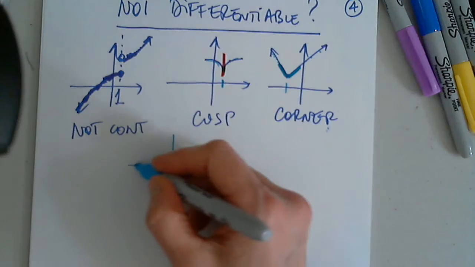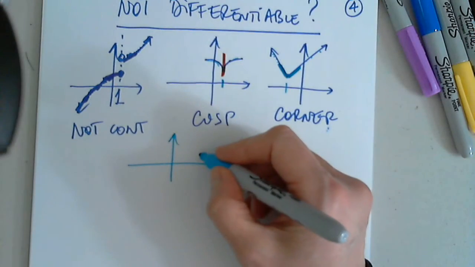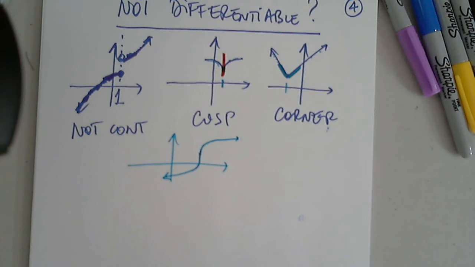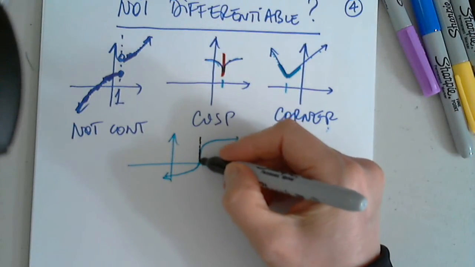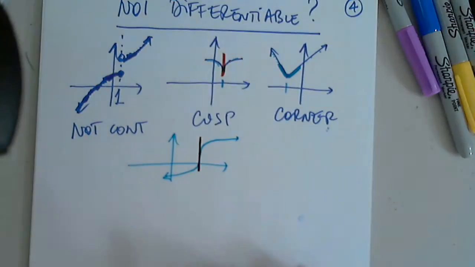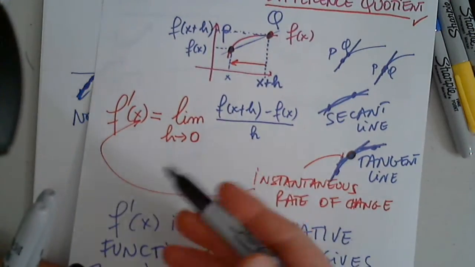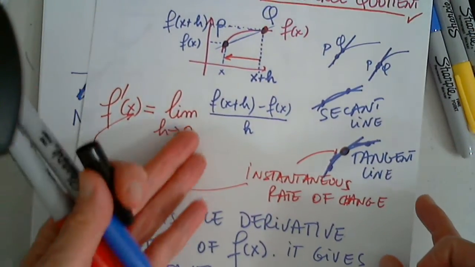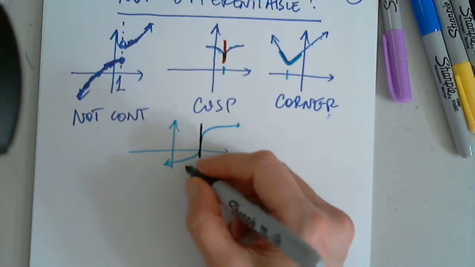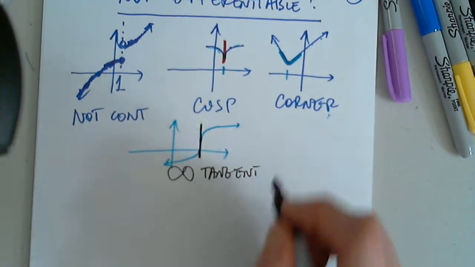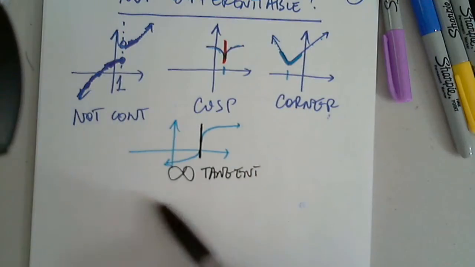And another one is something like this, which has only a vertical tangent. So it's differentiable everywhere, but not at this point. Right here, the tangent is vertical, which means from the left and from the right are infinity or negative infinity. The limit does not exist. So we say vertical tangent. So that's how a function fails to be differentiable.